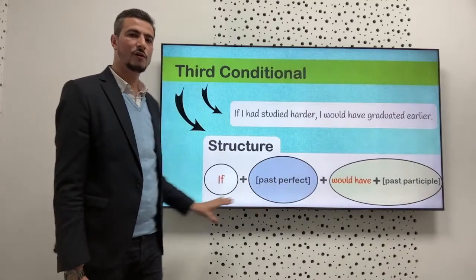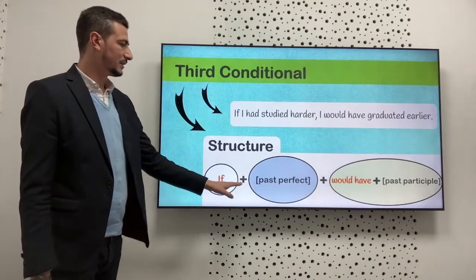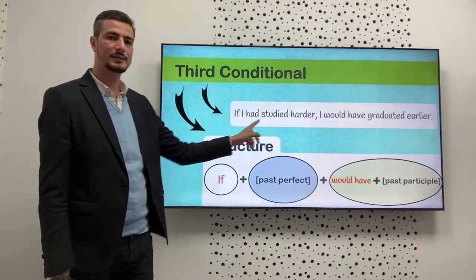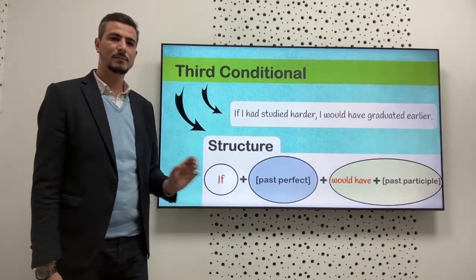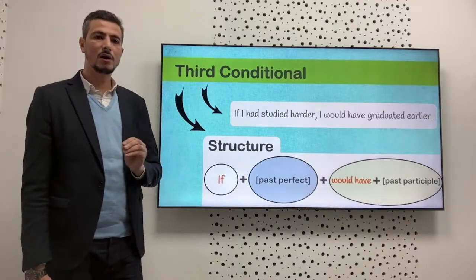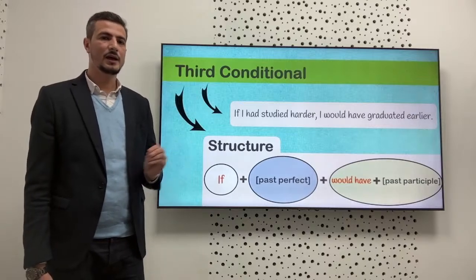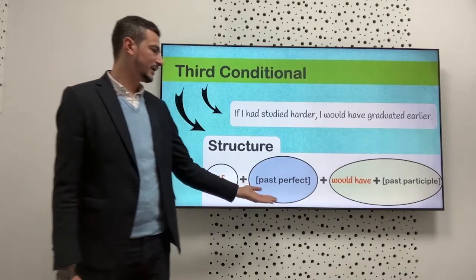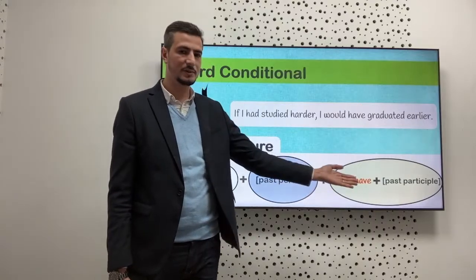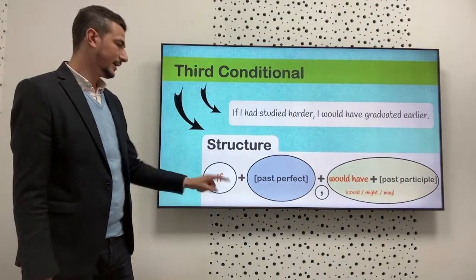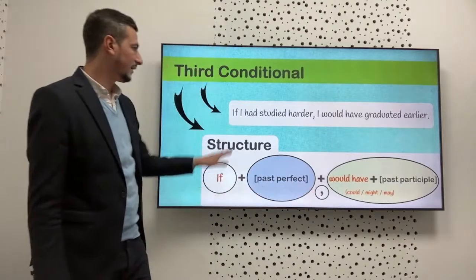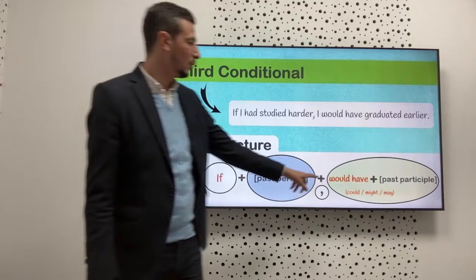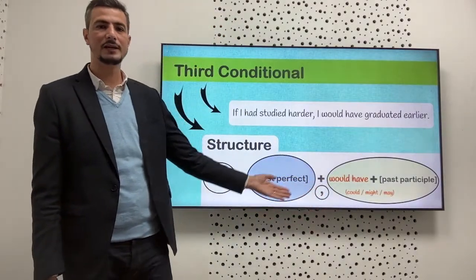This is the structure of the third conditional. If plus past perfect. Let's stop at past perfect. Past perfect is had, like you see here, had studied. Past perfect is had plus past participle. Had gone, had been, had visited, had slept, had left. All these are past perfect. So if plus past perfect plus would have plus past participle. And don't forget again, there is a comma in here. If I had studied harder, comma, I would have graduated earlier. We can also replace would have by could have, might have, or may have.